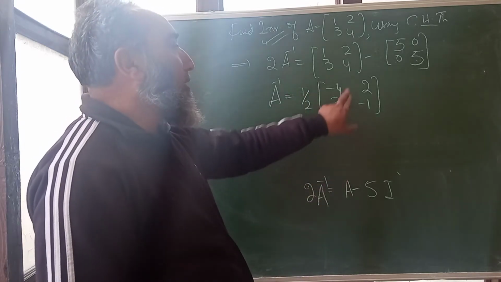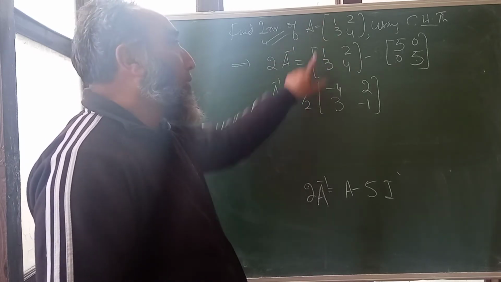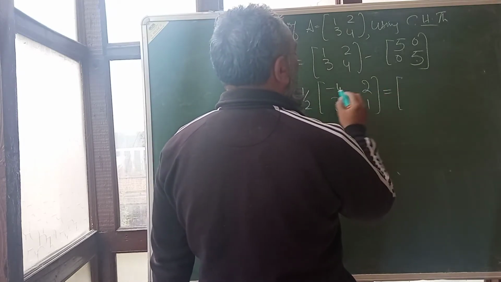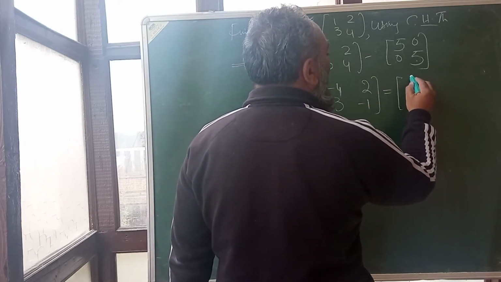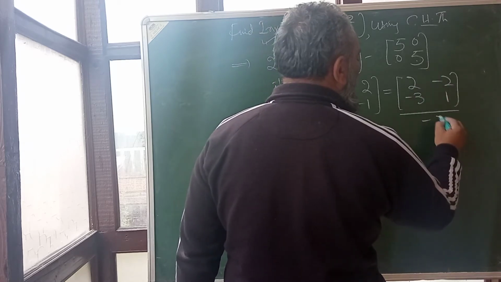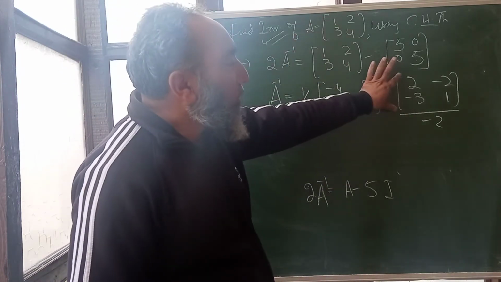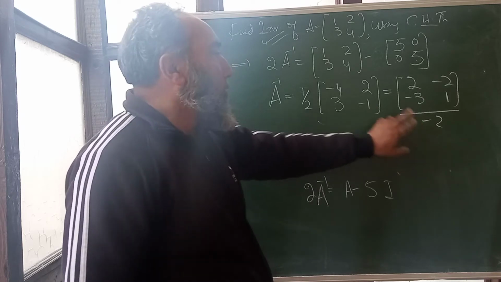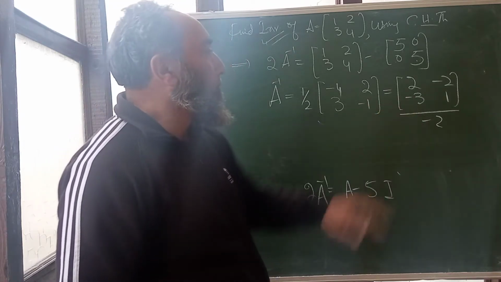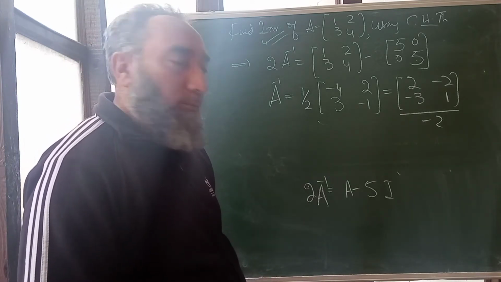You see, A inverse is adjoint A by determinant of A. You can see determinant of A is minus 2. You can take it outside. This you can write as minus 1 by 2 times the matrix minus 2, minus 3, plus 1, because your determinant of A is 4 minus 6, which is minus 2. So this is adjoint A by determinant of A, and this is also the inverse. Fine? So using the Cayley-Hamilton theorem, you can always find the inverse of a matrix.